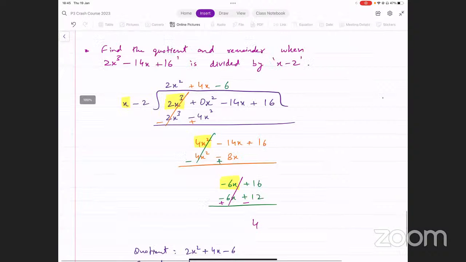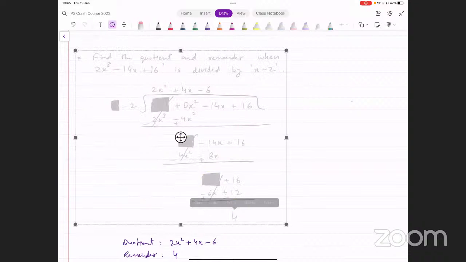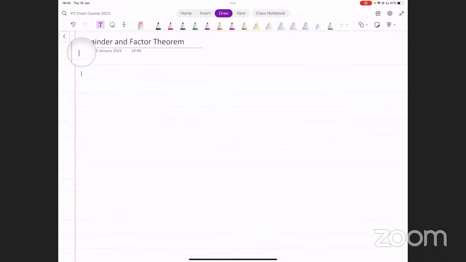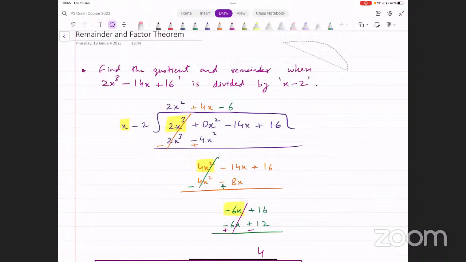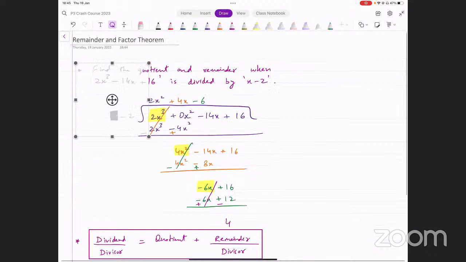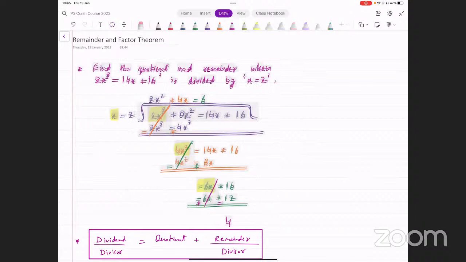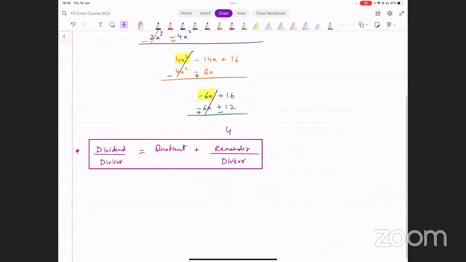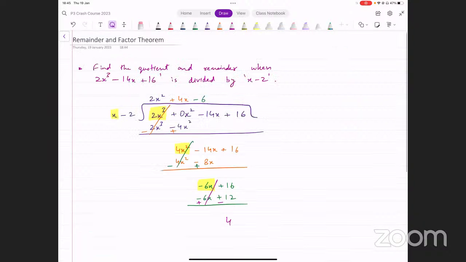Now, let me take you back to this example that we did in the last session, where we divided this polynomial by a linear divisor, which was x minus 2. So we had this polynomial, 2x cubed minus 14x plus 16, and we divided this polynomial by x minus 2. Why? Because we had to find the quotient and the remainder. हमें ये दो चीजें find करनी थी, quotient find करना था, remainder find करना था. So we did that division and we found those quotient and remainder.